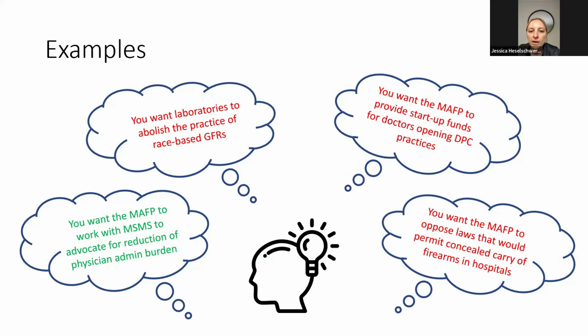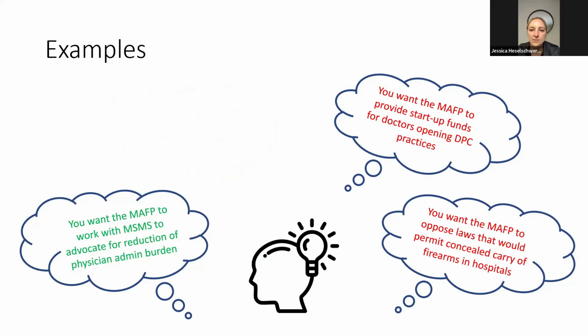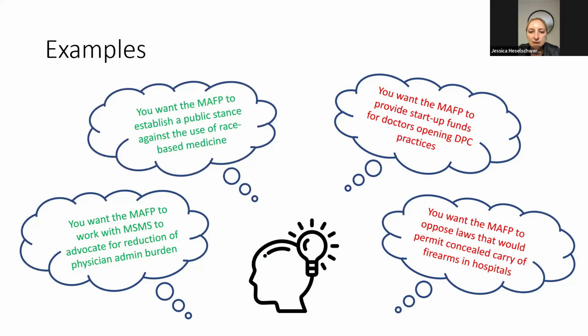So another example might be we want laboratories to abolish the practice of race-based GFRs. Well, we can't tell the laboratories or the hospital systems to do that, but instead our idea might be something like we want the MAFP to establish a public stance against the use of race-based medicine, including race-based GFRs. So that could be something that we adopt as policy, and that is very within our purview.